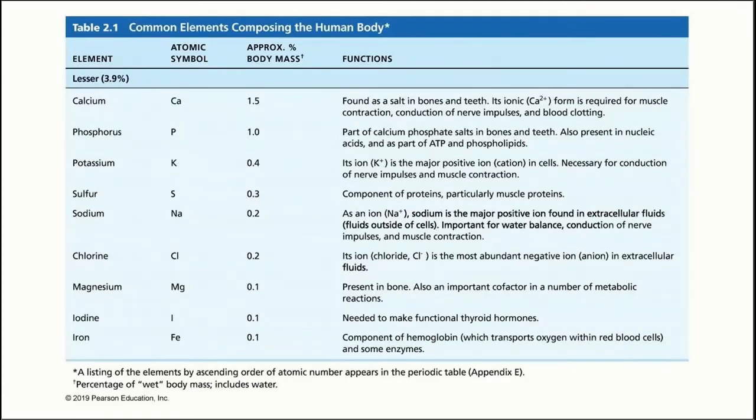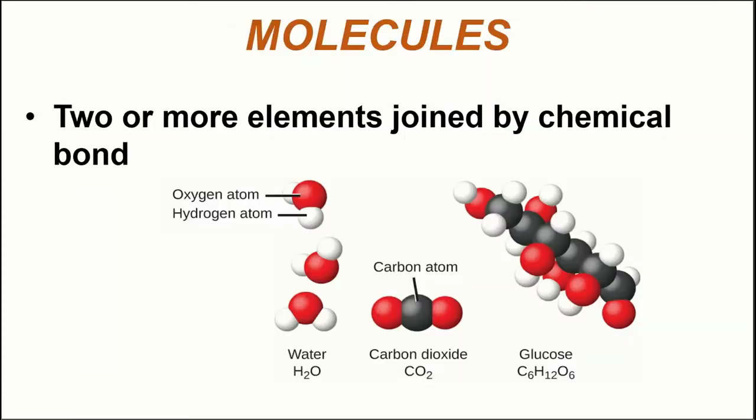Okay, so we've explored the elements. Now let's briefly take a look at molecules. Now, molecules are defined as two or more elements that are joined by a chemical bond. So earlier we had talked about water. Water is a molecule with two hydrogens and one oxygen that are joined by chemical bonds. Carbon dioxide is another important molecule that we'll talk about later in A&P2. It is one carbon and two oxygens that are joined by chemical bonds. We talked about glucose already, so glucose you're familiar with as a molecule as well.